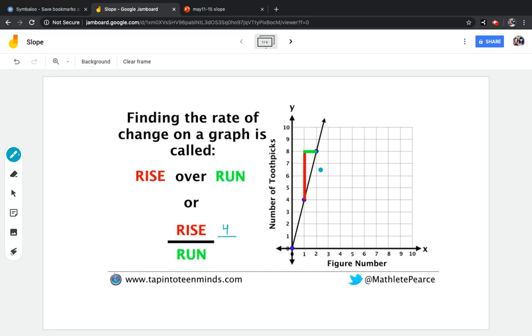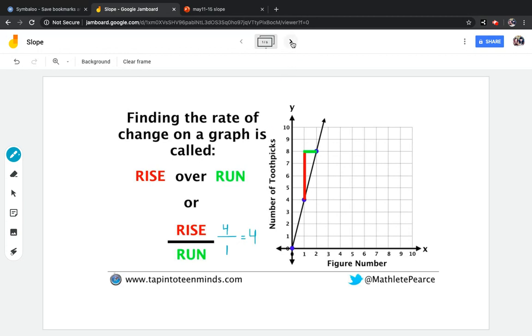Okay, now my run is how far does it go? So it goes from point 1 to point 2. So my second dot is at 2, my first dot is at 1. So 2, the second dot, minus the first dot. So 2 minus 1 is 1. So my rise over run is 4 over 1, and I can simplify that fraction into just a plain old 4.